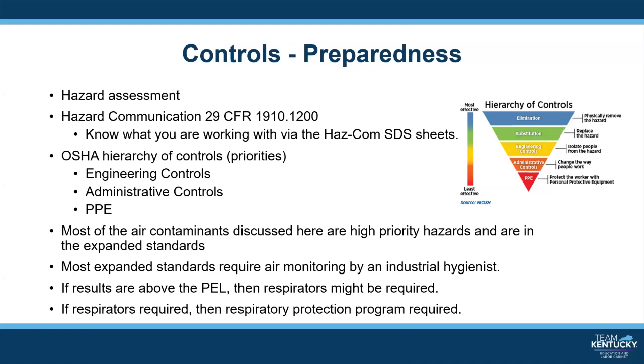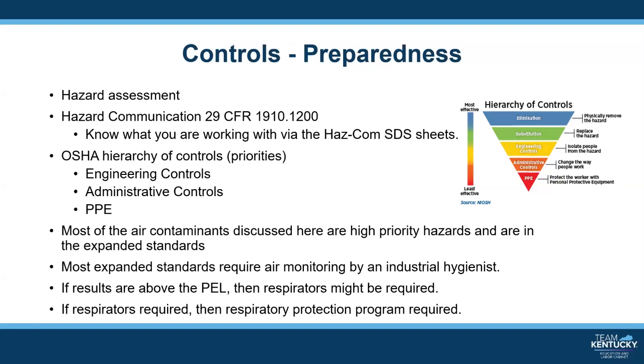OSHA has what is known as a hierarchy of controls, or priorities of these controls. It starts with the number one and most effective control measure, which would be engineering controls, and the next most effective would be administrative controls. The last and least effective, your last resort, is personal protective equipment, or PPE, such as respirators.